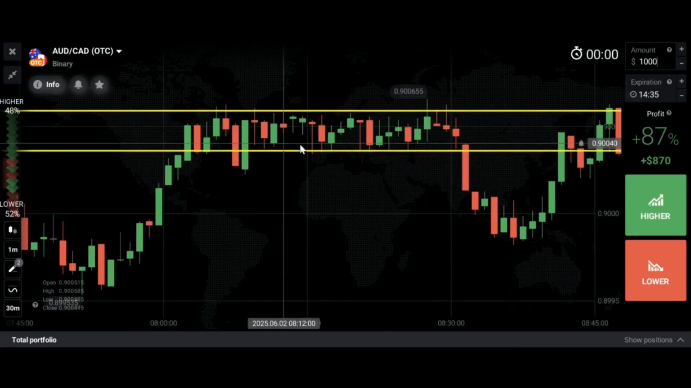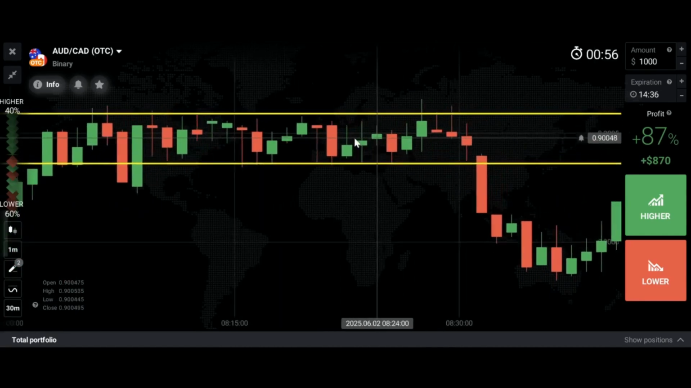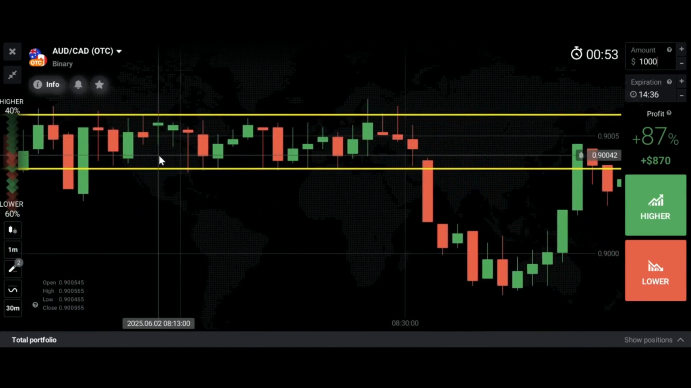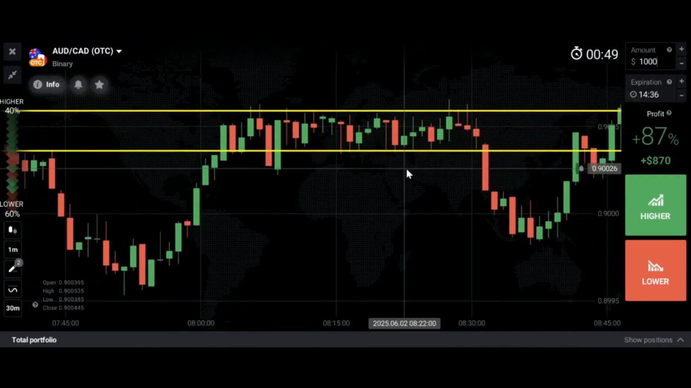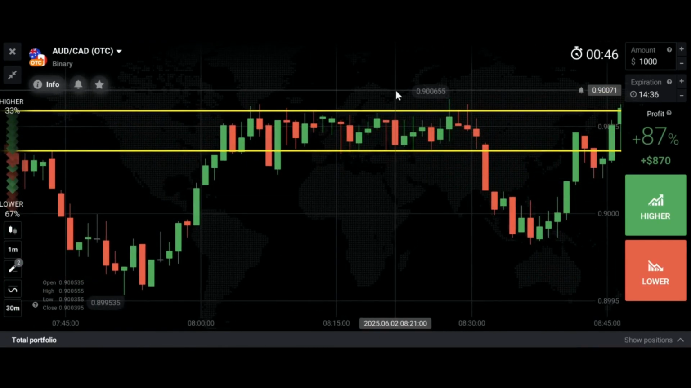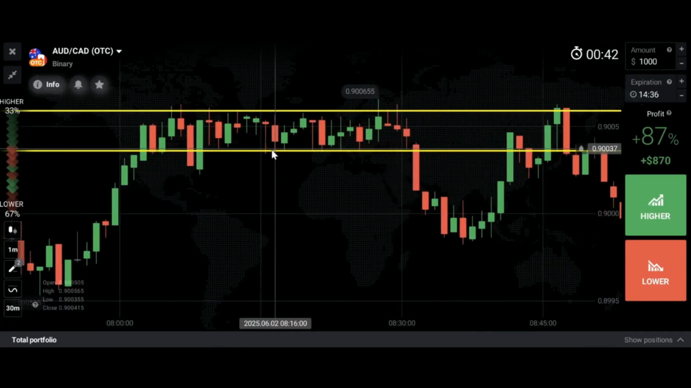This consolidation is quite large. I wouldn't trade anything here. I don't see anything interesting, at least not anymore, because it's already over. I am going to show you where you can trade, how to mark it, and how to trade it, okay?